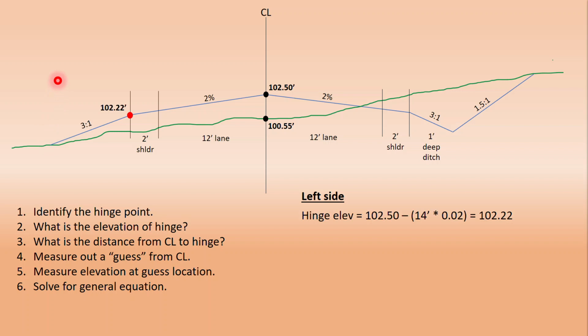The elevation of the hinge is based on your design elevation. So we've got a centerline design elevation of 102.50 feet at this particular station. You can see we have a 12-foot driving lane, a 2-foot shoulder, both at 2%. So we've got 14 feet at 2%. We're losing 28 hundredths of a foot from our center line. So our hinge elevation is going to be 102.22. The hinge distance from center line is going to be 14 feet, and that's your L distance when we get to the slope stake general equation.